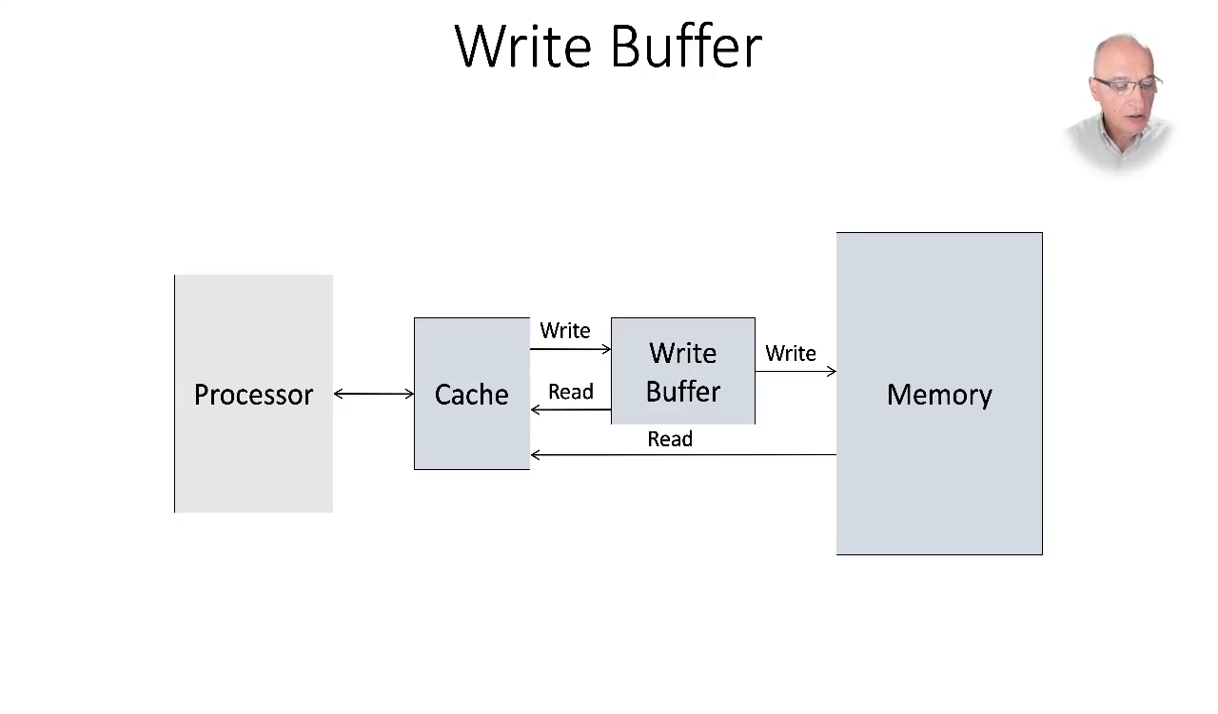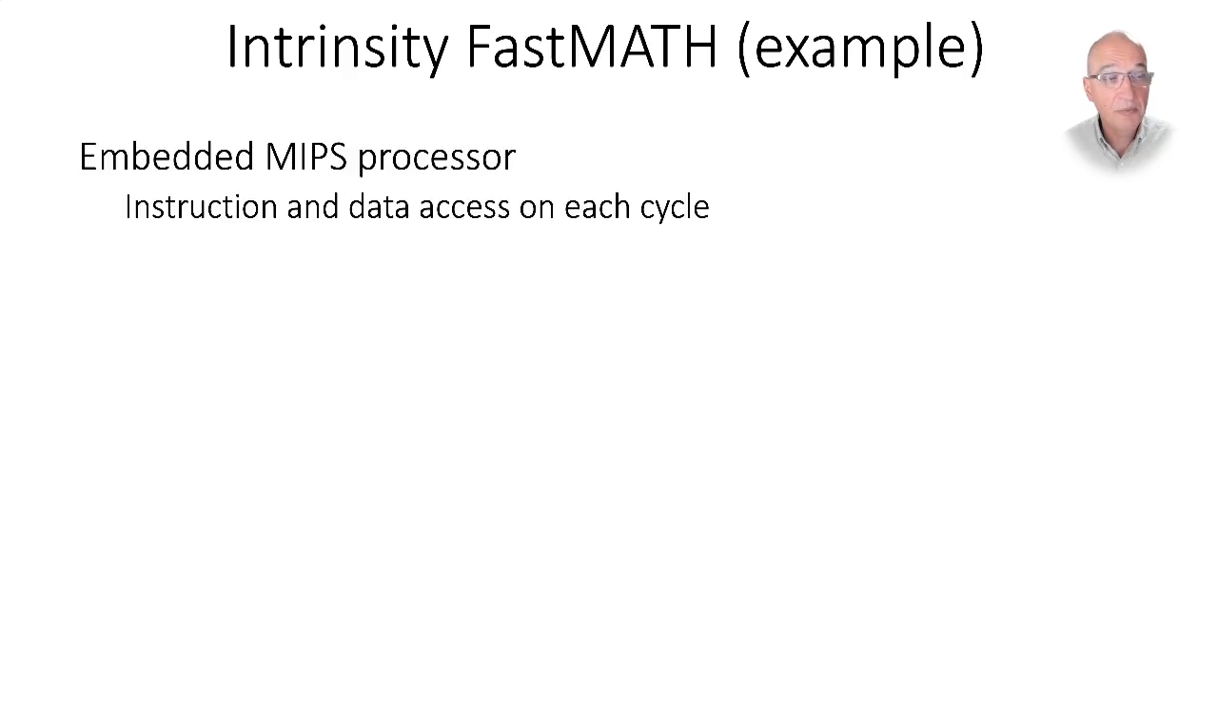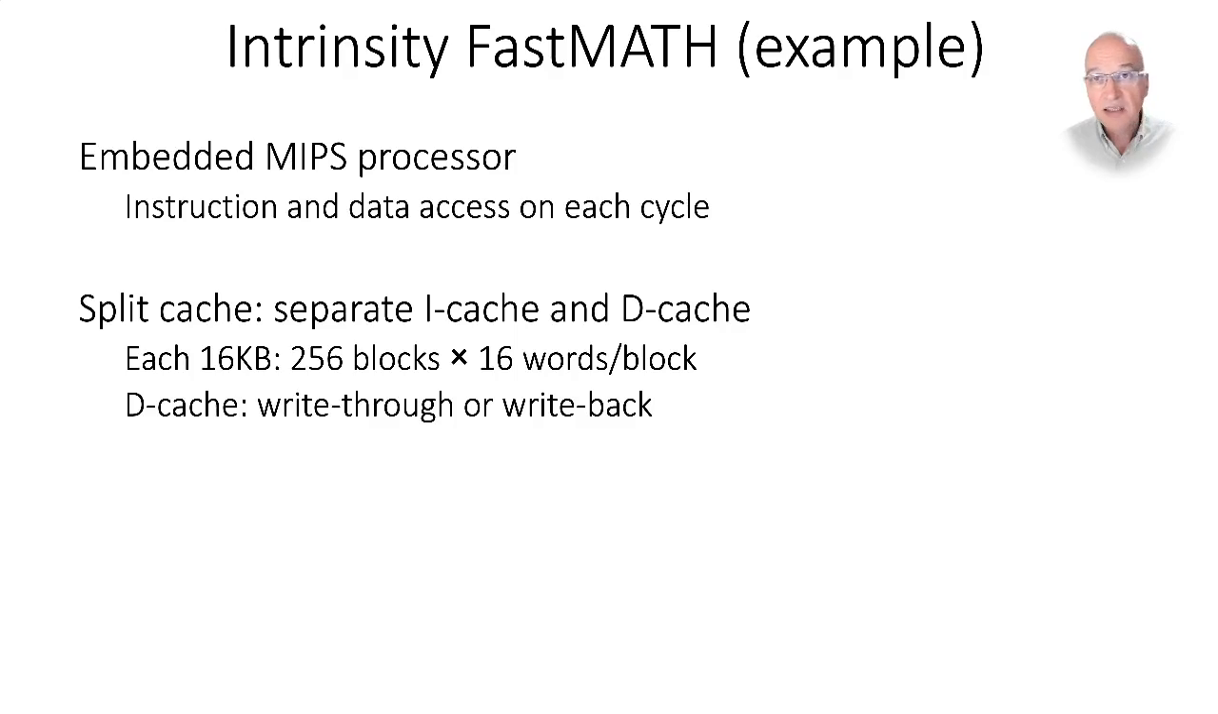Just to conclude this lecture, we're going to take a look at one example of a real cache. This is the Intrinsity FastMATH cache. It's an example of an embedded MIPS processor. It accesses instructions and data in each cycle. It has a split cache, with separate iCache and Dcache. Each has 16 kilobytes, 256 blocks by 16 words per block.